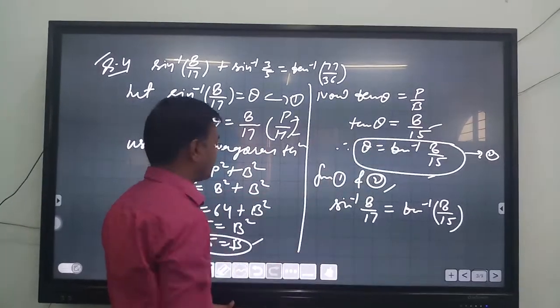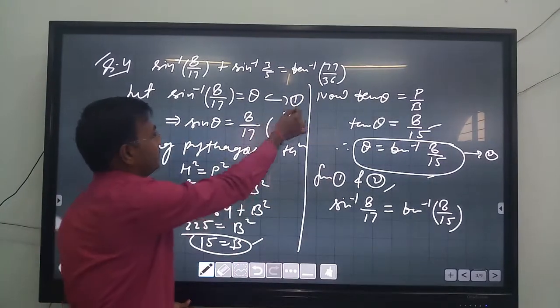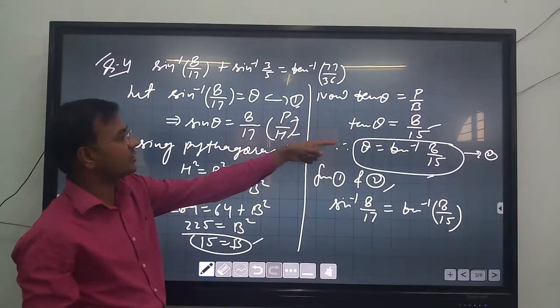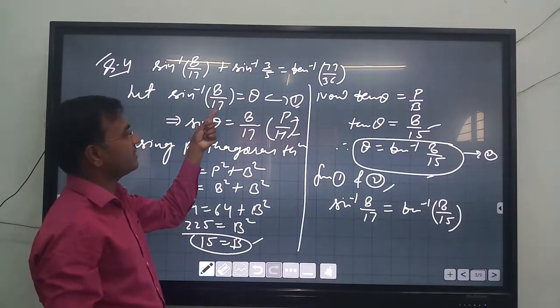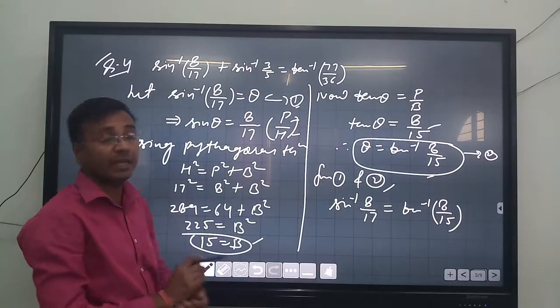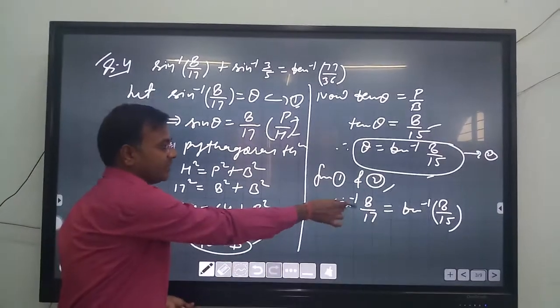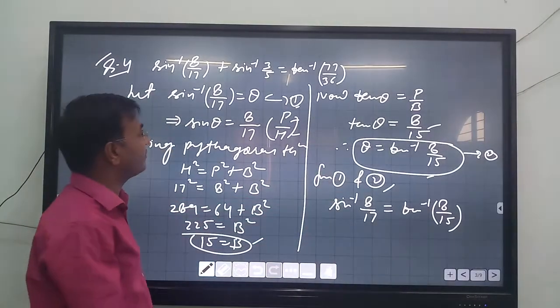So this is the second equation and here is the first one. Combining the first and second: sin inverse 8/17 equals tan inverse 8/15.